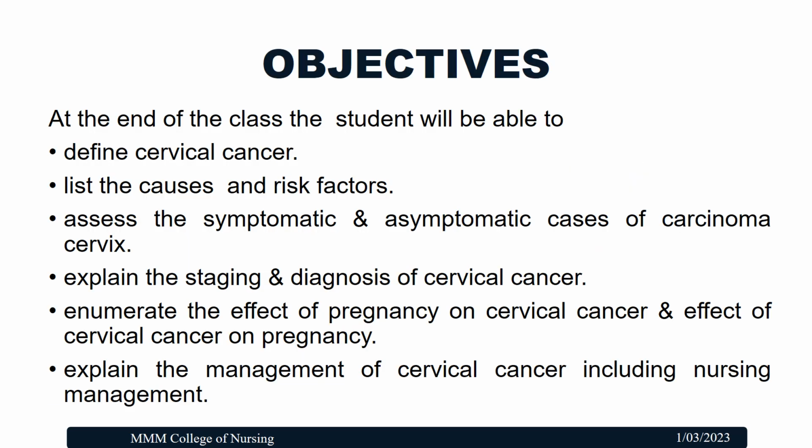So objectives: at the end of class, the student will be able to define cervical cancer, list the causes and risk factors, assess the symptomatic and asymptomatic cases of carcinoma cervix, explain the staging and diagnosis of cervical cancer, enumerate the effect of pregnancy on cervical cancer and effect of cervical cancer on pregnancy, explain the management of cervical cancer including nursing management.